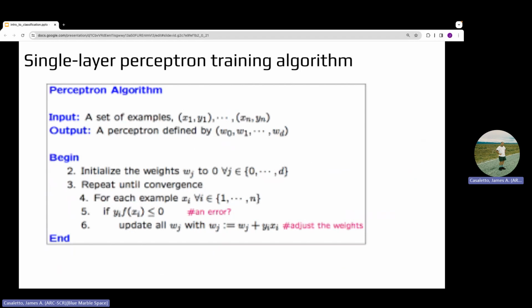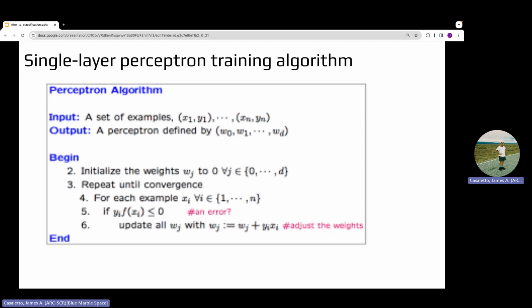So this is the single-layer perceptron training algorithm in a form of pseudocode. The input to the algorithm is a set of points x1, y1, x2, y2, up to xn, yn. So this is labeled data. X1 through xn are the features, the predictors, and y1 through yn are the targets or the labels. The output of the model is the set of weights that are multiplied by each input x.